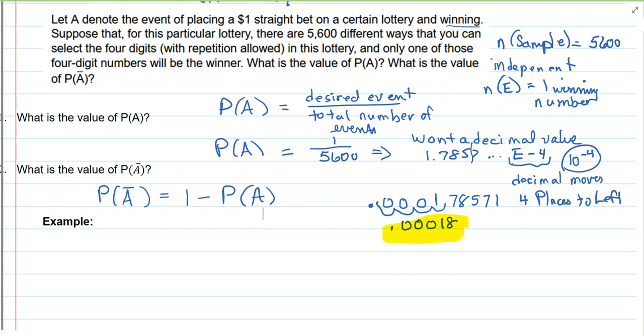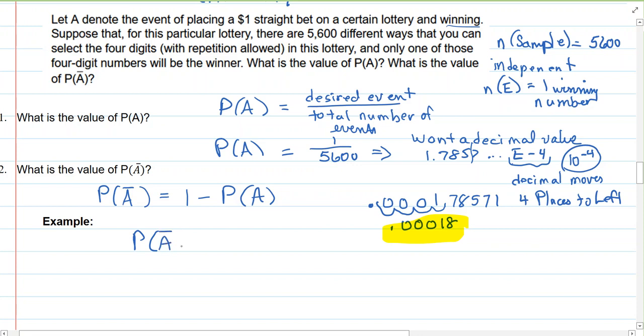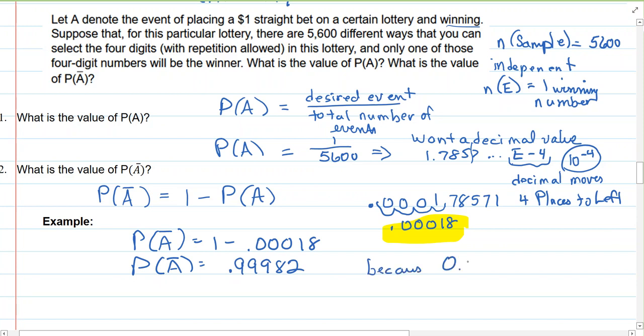All right. So now I'm going to have the probability of not A equal to 1 minus 0.0018. So then the probability of the event not occurring is very strong, right? 0.99982. Because 0.0018 plus 0.99982 equals 1, the entire probability factor, the certainty of it occurring. All right.